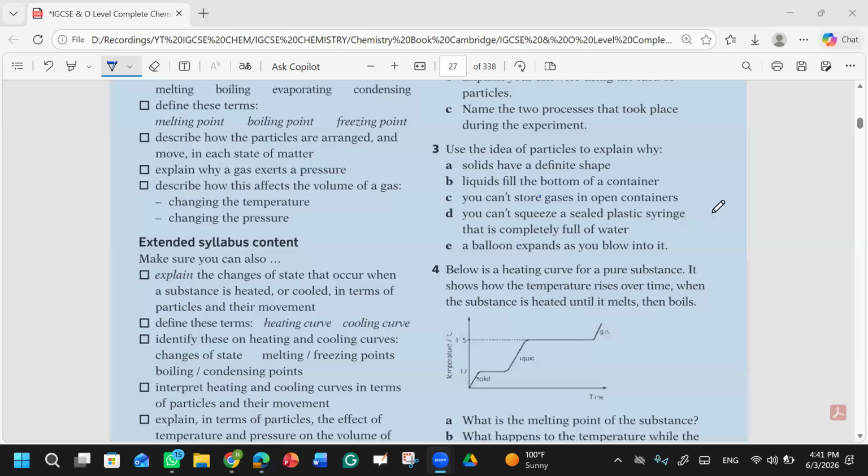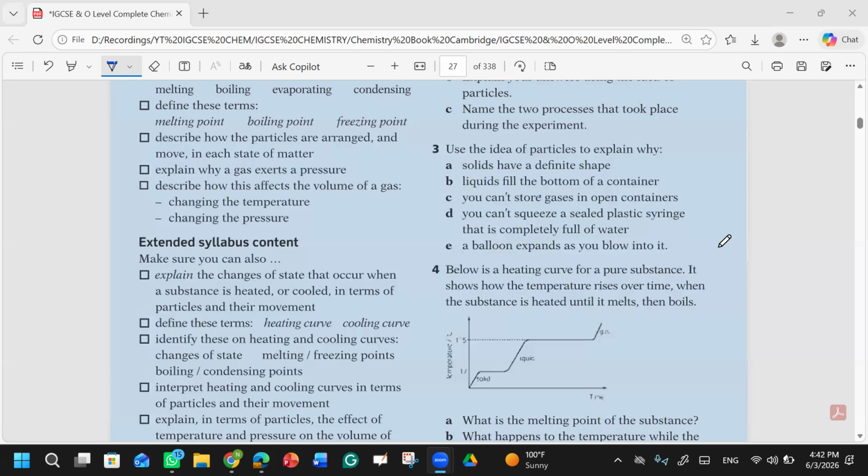Next part. They have mentioned you can't squeeze a sealed plastic syringe that is completely full of water. Why is this so? Think about it. It's related to part B, the concept is similar. Have you seen a syringe? When you completely fill the syringe, you cannot squeeze it. Why is this so?